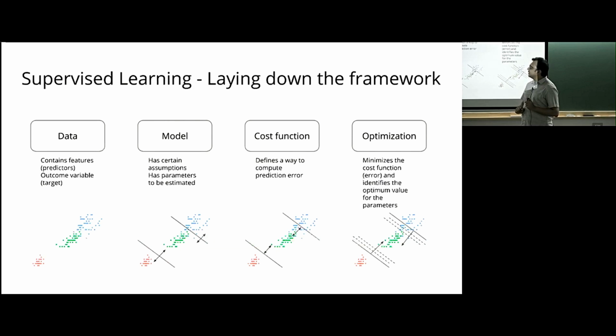Next comes the cost function. That's a way of defining error. If I place a straight line here in the middle of the blue thing, it's not actually dividing it into 2 classes. So what is the error?